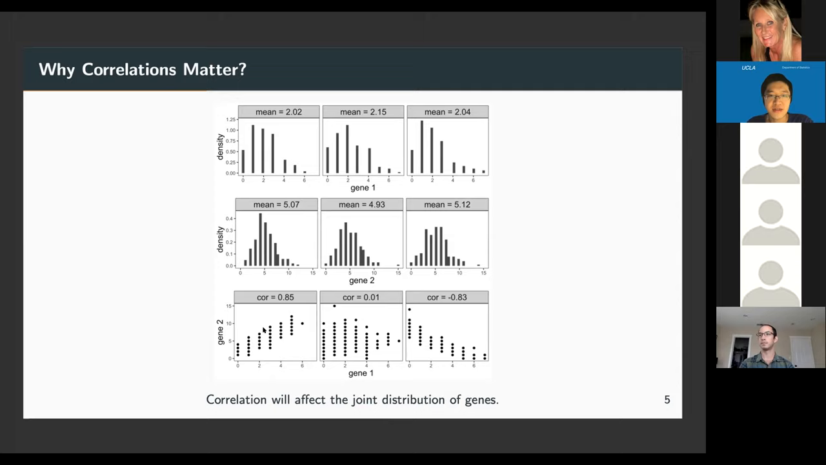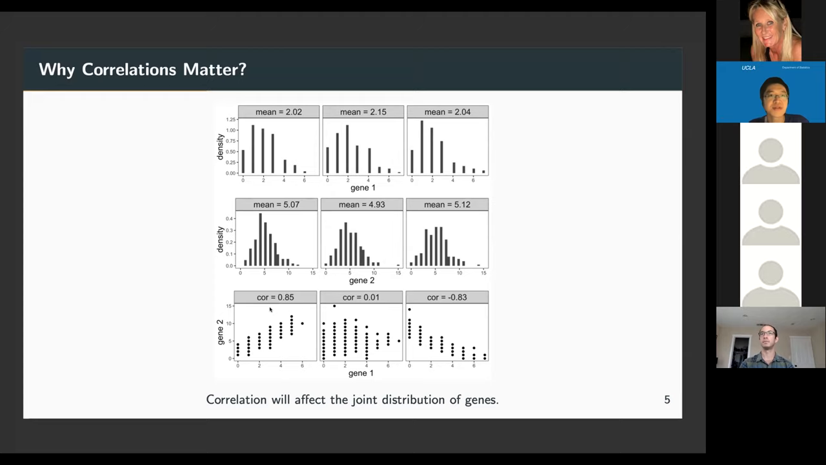So you can see these three patterns are very different if we look at the joint scatter plot. But this information cannot be captured by the marginal distributions, because if you see the marginal distributions of gene one and gene two, they're actually almost identical across these three scenarios. So correlation will affect the joint distribution of genes, and in particular, it will affect the shape of your data. So suppose you want to simulate different clusters of cells, then we really want to get the shape of the cluster correctly, which means that we don't want to miss the correlations among genes. So that's very important.